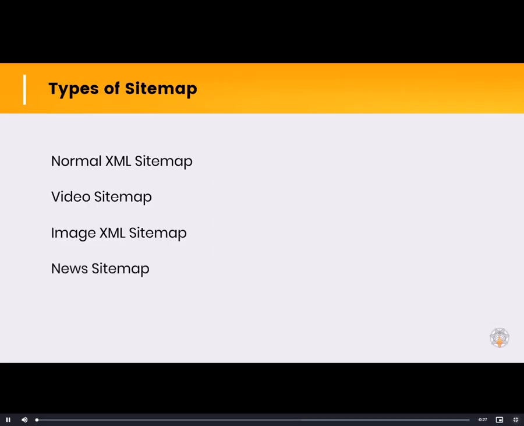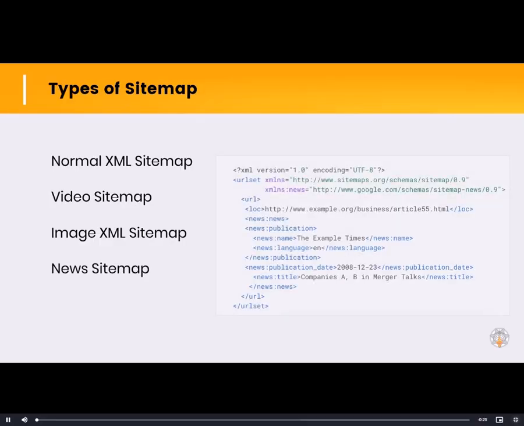Next, news sitemap. News sitemap helps Google to find content on a site that is approved by Google News. So this is an important part. If the news is approved by Google, then the news can show in our search result with the help of sitemap. So these are the types of sitemaps.